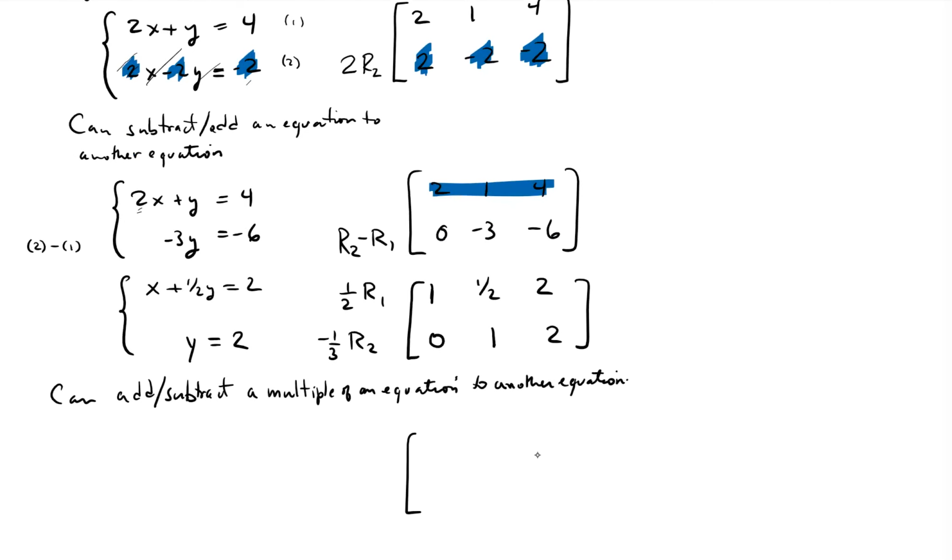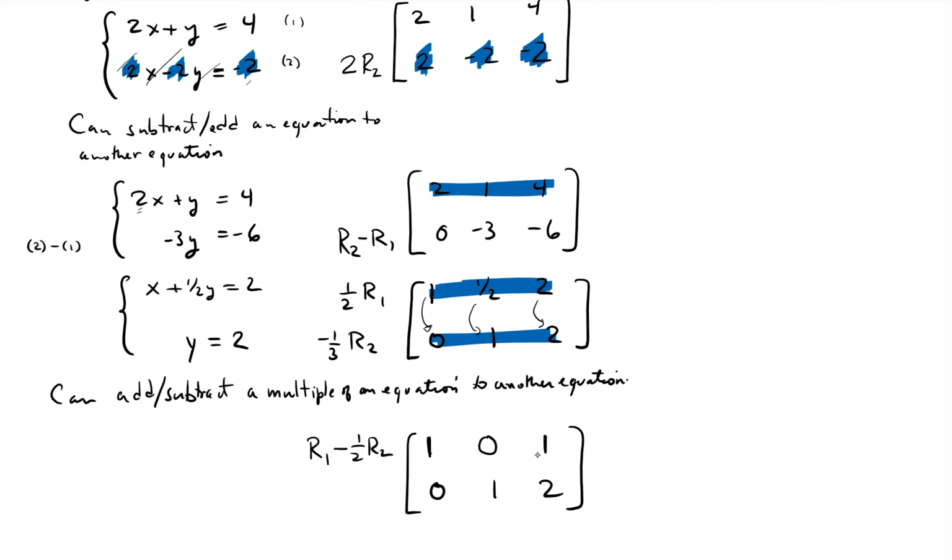So for instance, I could say, okay, I'm going to take row 1, and I'm going to subtract 1/2 of row 2. So if I do this, okay, 1 minus 1/2 of 0 is 1. 1/2 minus 1/2 of 1 is 0. 2 minus 1/2 of 2 is 2 minus 1, so 1. And I have even changed the second equation.